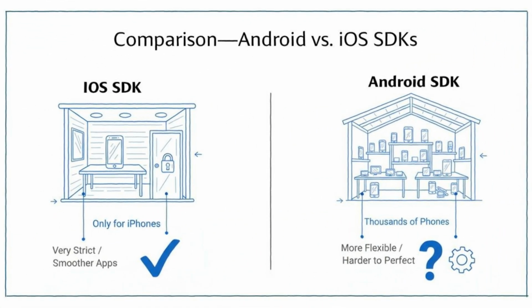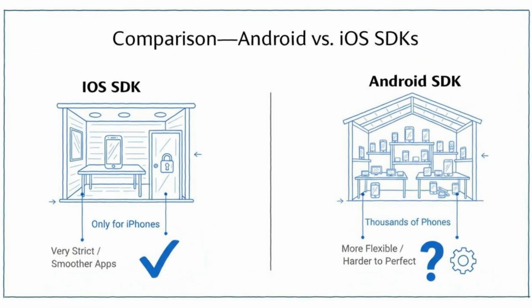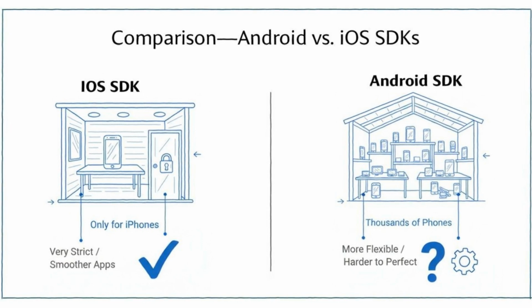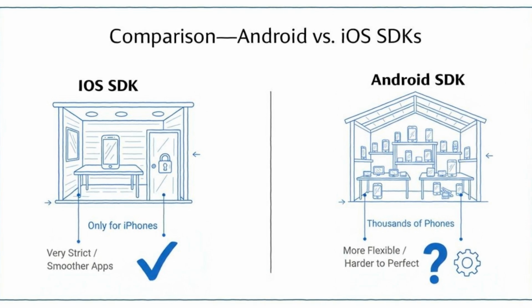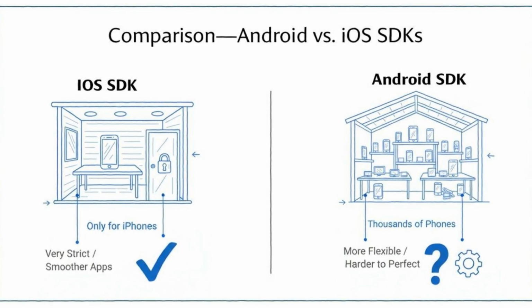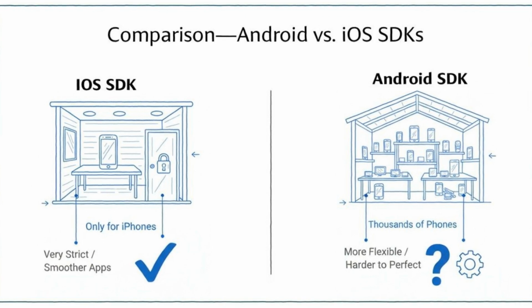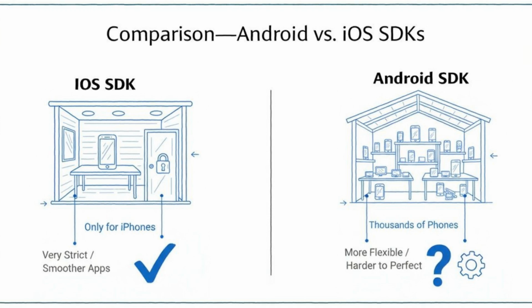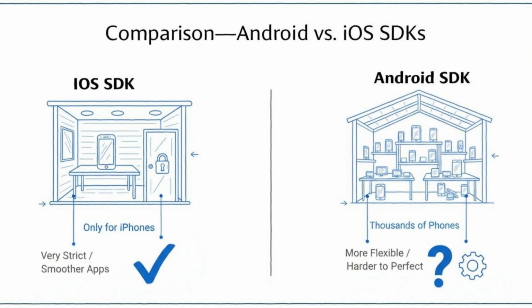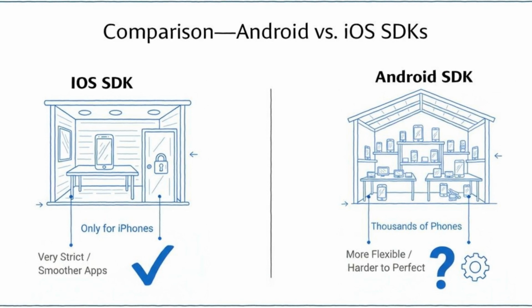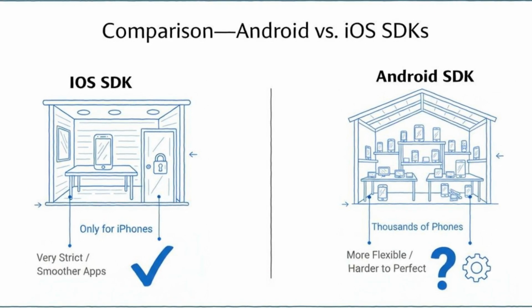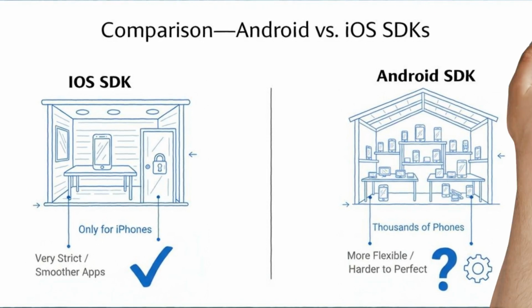Comparison: iOS versus Android SDKs. Finally, remember that not all kits are the same. The iOS SDK is like a high-end lockdown woodshop. It only works for iPhones and it's very strict, which is why iPhone apps often feel smoother. The Android SDK is like a massive open-air warehouse. It has to work on thousands of different phones, Samsung, Pixel, Motorola. It's more flexible, but much harder to get perfect for every user.